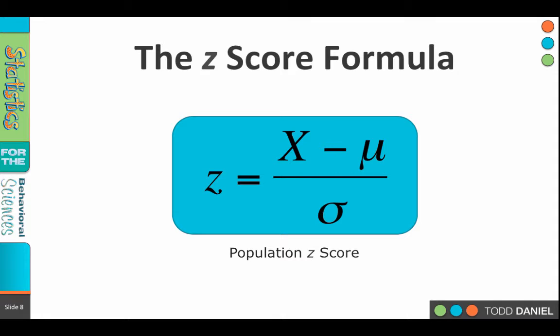This is what we're going to be using in our next video. So here are the parts of the z formula. It's z equals x minus mu divided by sigma, where x is the raw score, mu is the population mean, and sigma is the population standard deviation. So a z-score tells us how far a raw score, x, falls from the mean, mu, in standard deviation units, sigma. And that is the z-score formula. Let's find out how we will use this formula.